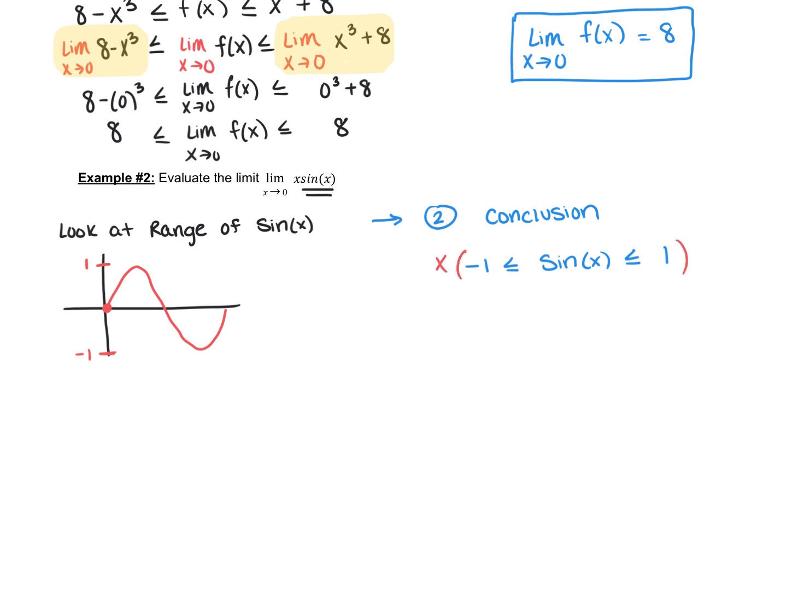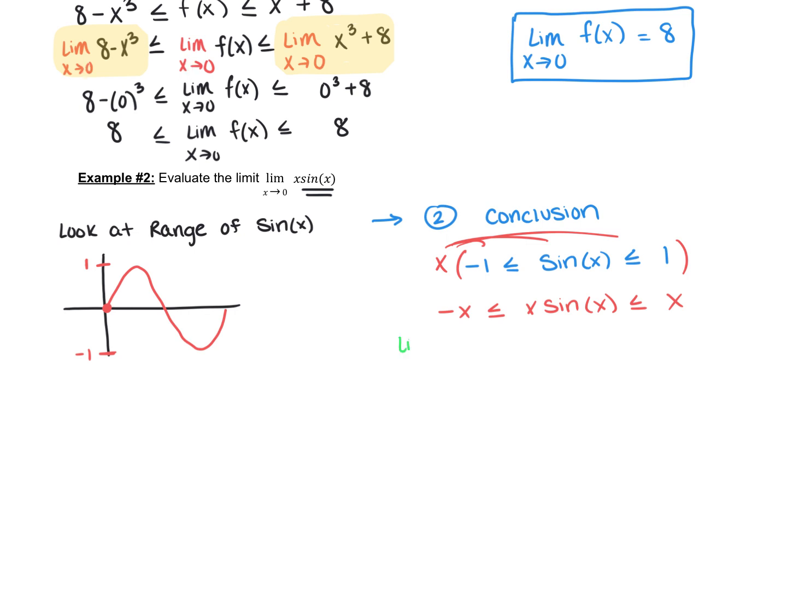Why x? Because I needed this to say x sine x. So we're going to distribute this x to all three pieces. So we'll get negative x is less than or equal to x sine x less than or equal to x. And now we can do exactly what we did here, put a limit in front of each of the pieces.